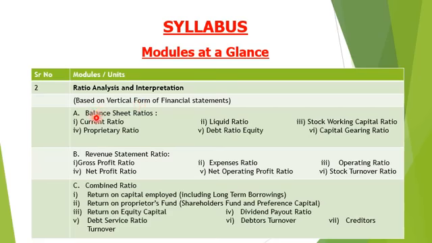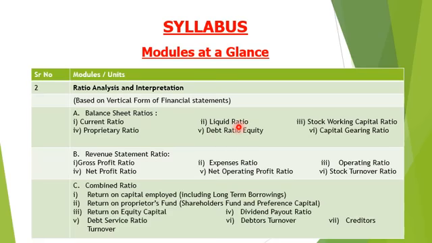The first ratio is the balance sheet ratios. Balance sheet ratios are related to assets and liabilities. The first ratio is the current ratio. The current ratio is current assets upon current liabilities. The second ratio is the liquid ratio.